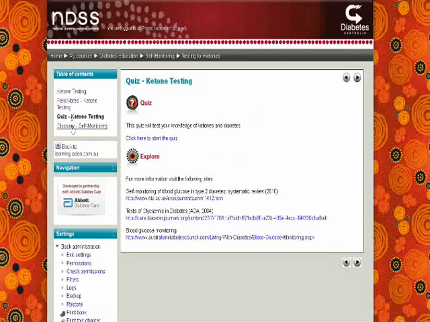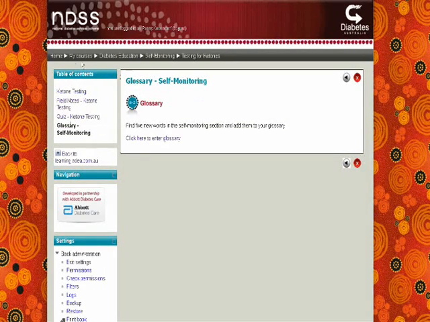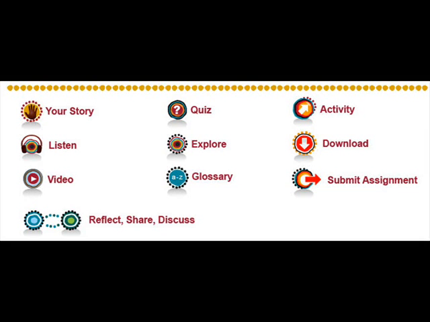This example shows the icons we designed and used throughout the course. These icons are easily recognisable by the students and alert them to activity. The examples on this page are the quiz icon, the explore icon, and the glossary icon.